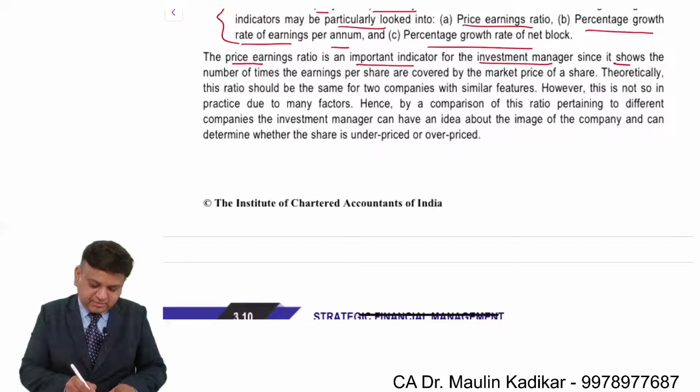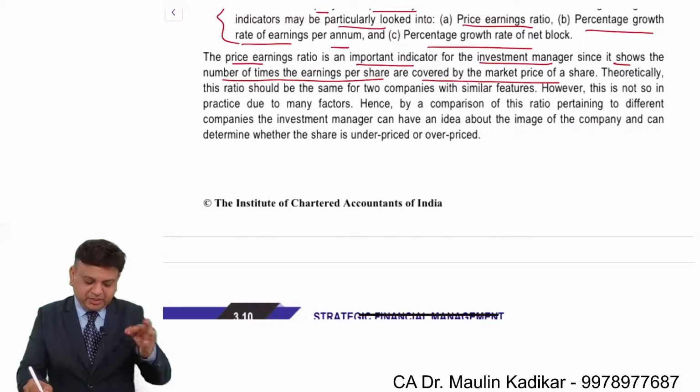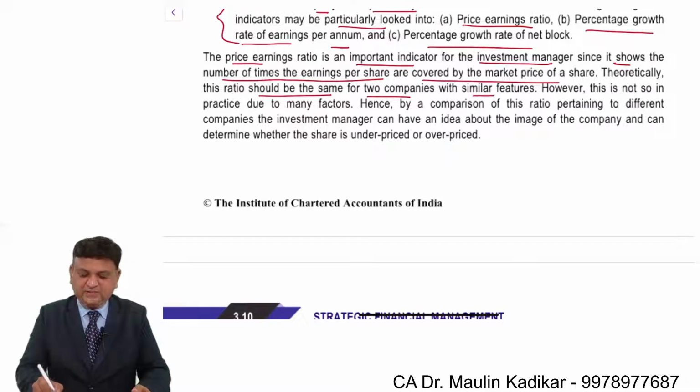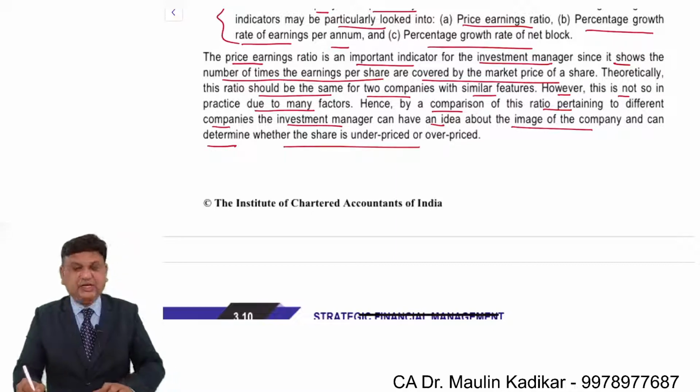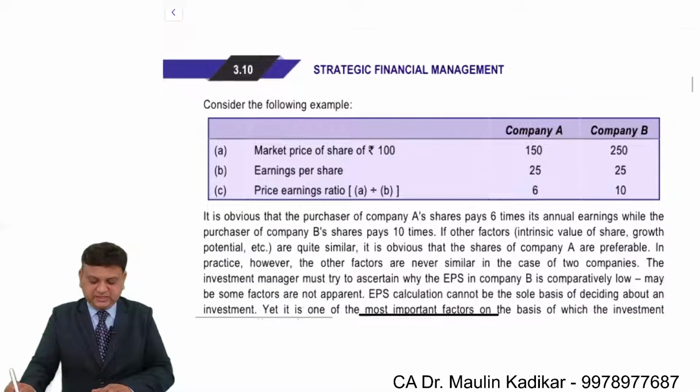It shows the number of times the earning per share is covered by the market price. Theoretically, this ratio should be the same for two companies with similar features. However, this is not so in practice due to many factors. Hence, by comparing this ratio across different companies, the investment manager can have an idea about the image of the company and can determine whether the share is underpriced or overpriced.